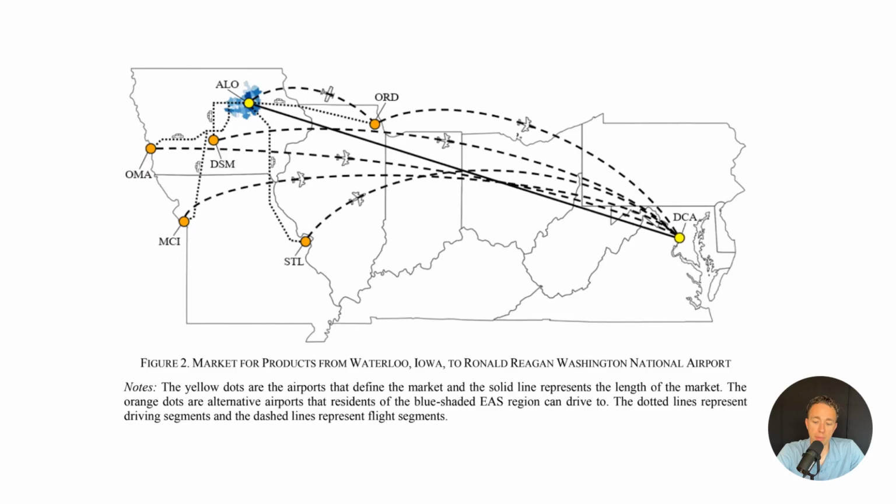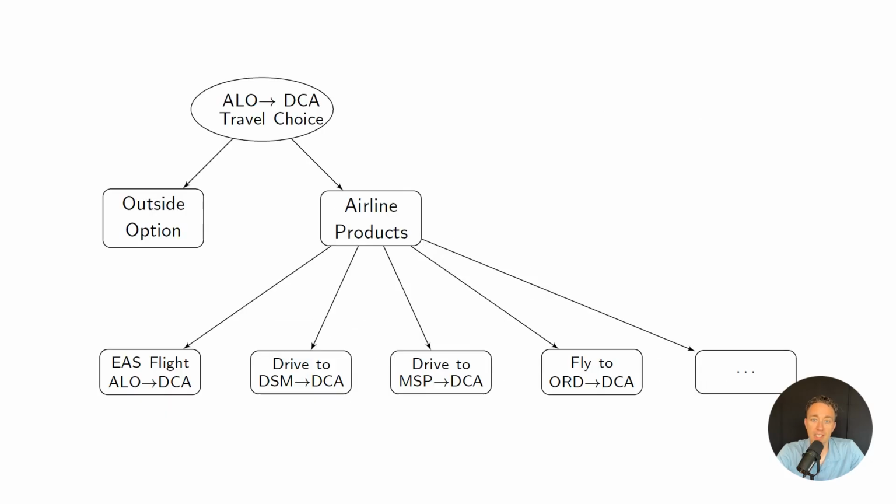If we convert this map into a choice tree, we would get this nested structure. So I want to go from Waterloo to Washington, DC. I can choose to take an airline, or I can choose to do it somewhere else. I could drive there in my car, I could take a bus, a train, and so forth. And then within the airline nest, there's a bunch of different options for how I could get there.